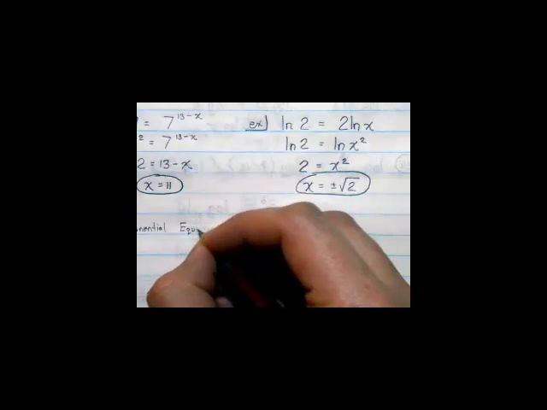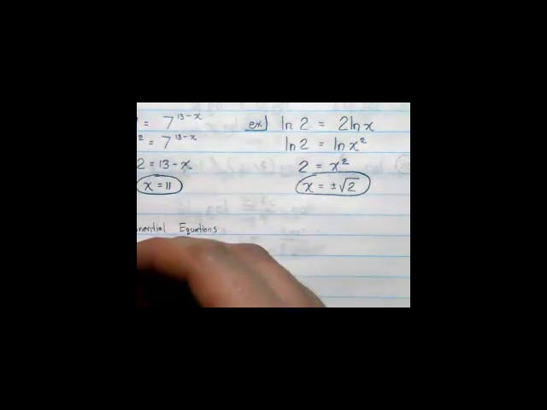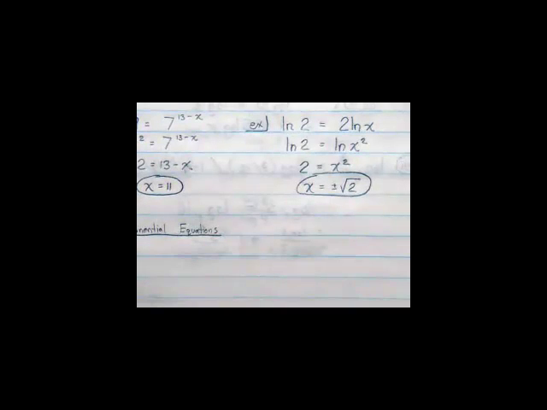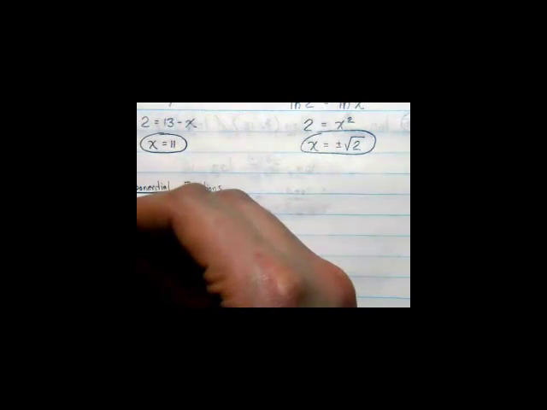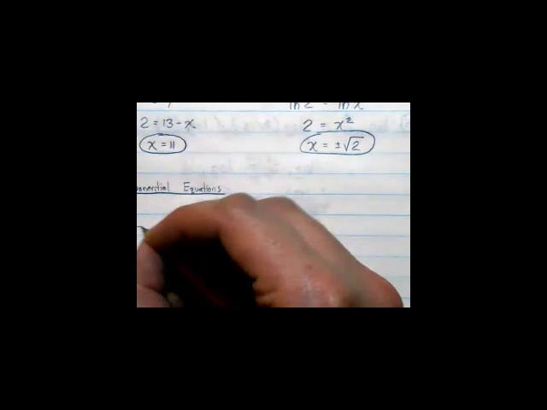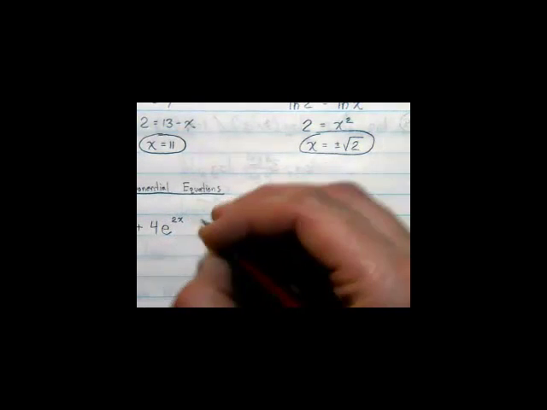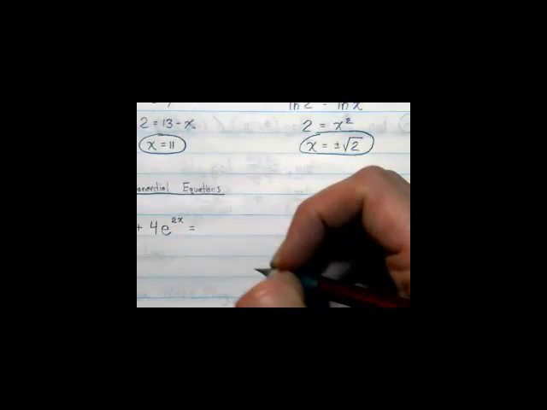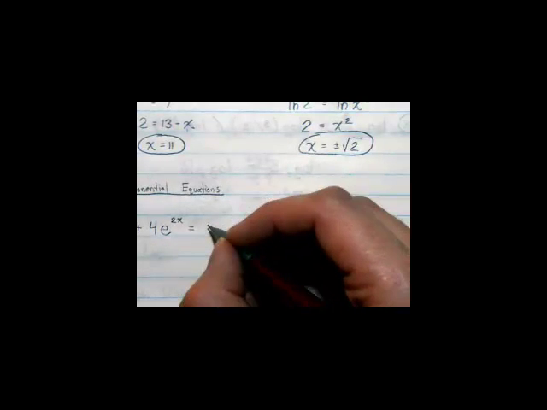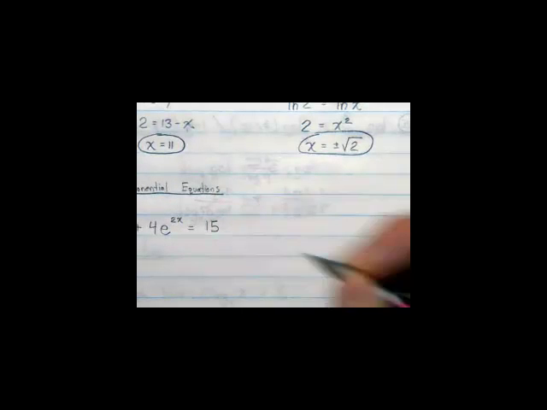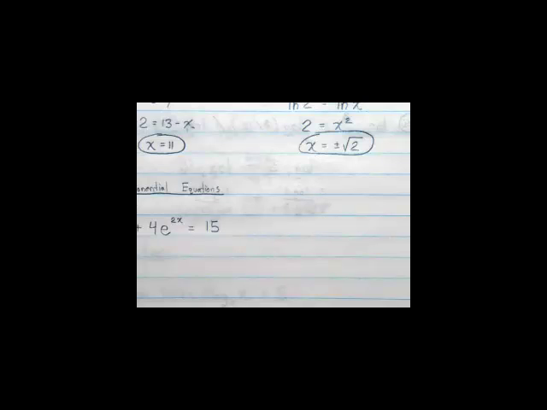And what do we got to do with these? All right, say we got something like 3 plus 4e to the 2x equals 15. You know it's an exponential. We've got to figure out how we can get at x to solve it.